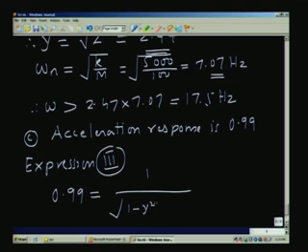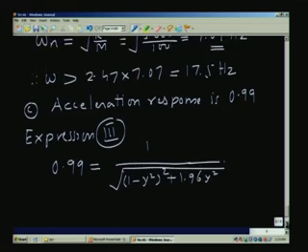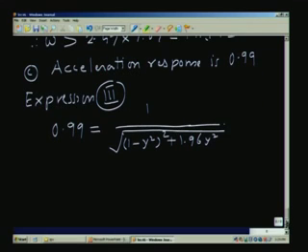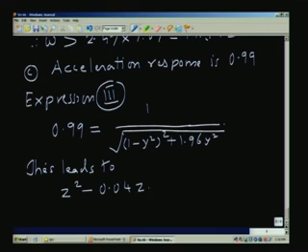1 minus y squared whole squared plus 1.96, that is 1.4 whole squared is 1.96, whole squared and the square root of. So, again I will be able to simplify this expression, and I will leave it as an exercise for you to do, and we should be able to get the following equation. The equation will be, this leads to z squared minus 0.04 z minus 0.203 equal to 0.